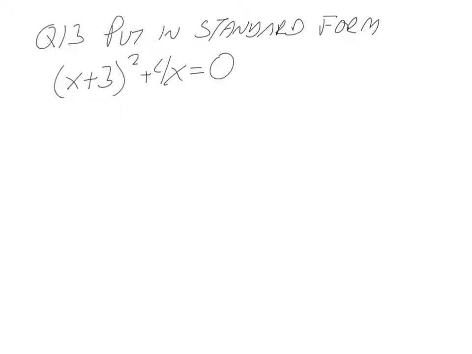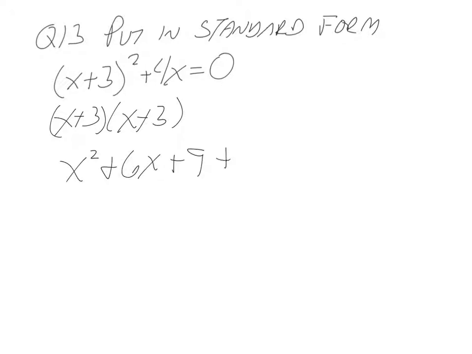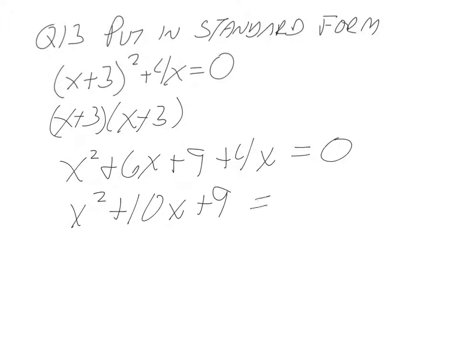Okay, we need to put this one in standard form as well. And again, when we square x plus 3, it's x plus 3 times x plus 3, and it needs to be FOILed. So x squared plus 6x plus 9 plus 4x equals 0. So x squared plus 10x plus 9 equals 0.